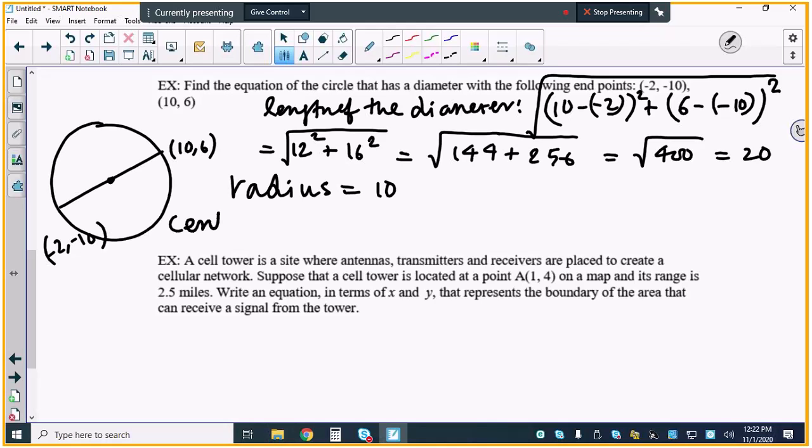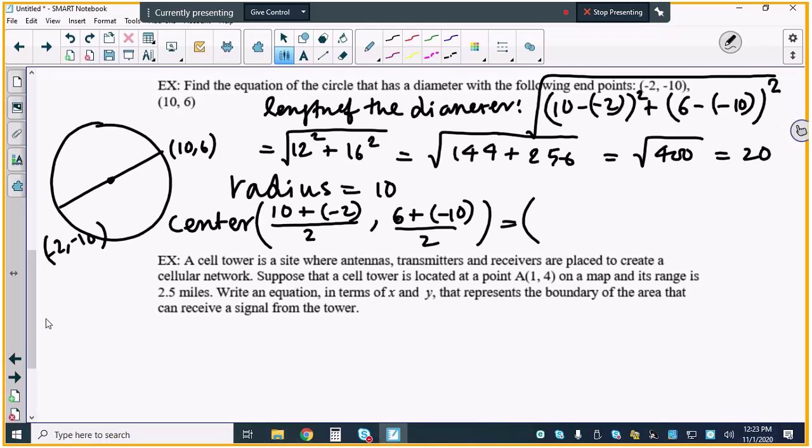The center is halfway between the two points at the extremities of the diameter. So the center is going to be the midpoint, which is 10 plus negative 2, the two x's you add and divide by 2, comma, 6 plus negative 10 over 2. The same thing with y. So this is going to be 8 over 2 is 4, comma, negative 4 over 2 is negative 2.